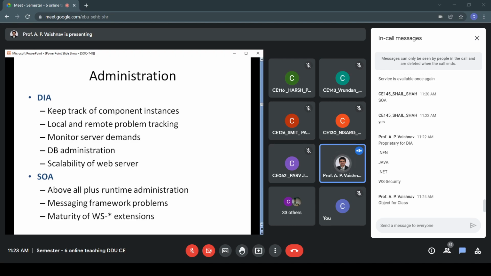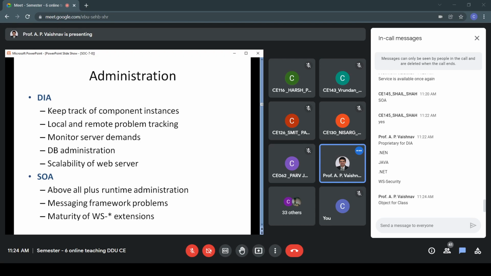Plus, we have to do runtime administration, because in SOA we are relying on loosely coupled communication. So most issues will occur at runtime. Remember, most issues will occur at runtime. So you should be able to handle those runtime issues. What if a message is delivered to the wrong destination, or a message is not delivered? As you are loosely coupled, you will never know whether the message is delivered or not. So this kind of issue can occur.